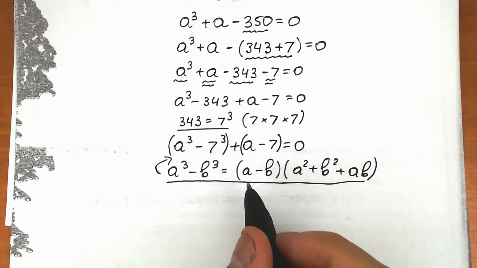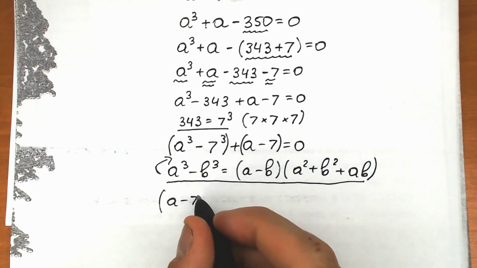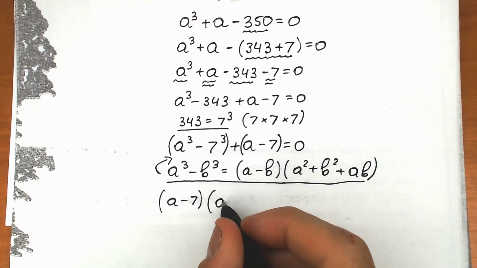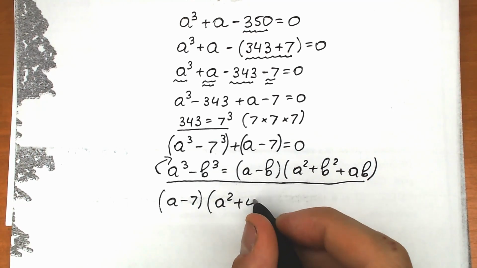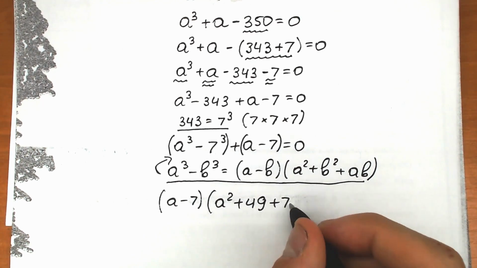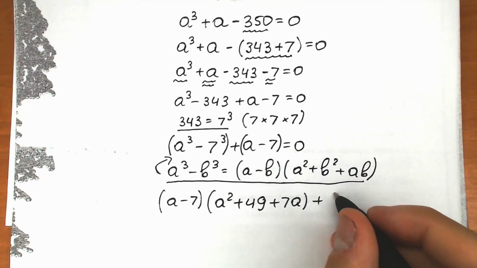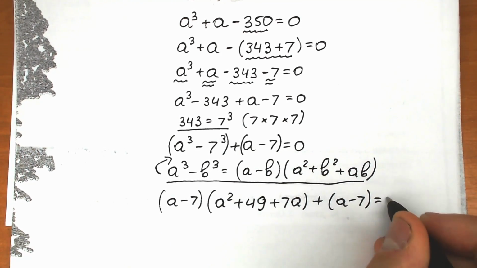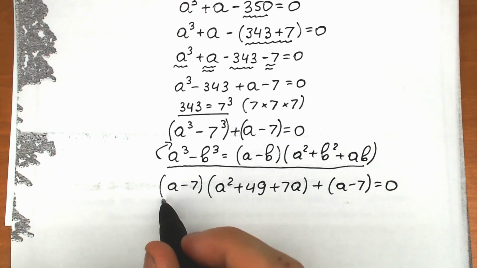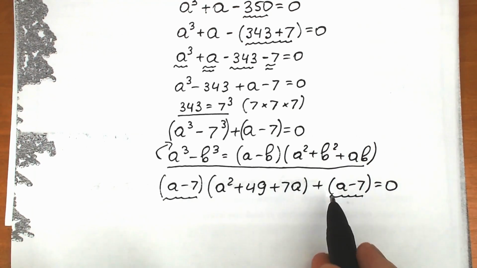So let's do this. A minus b, so a minus 7 right here, and inside the second parentheses we have a square plus b square plus ab, so we have a square plus 7 square, which is 49, plus ab, which is 7a. And we have plus a minus 7, so we still have this expression, plus a minus 7 equal to 0. Okay, right now if you look closely, we have absolutely the same expression right here and the same expression right here. So we can easily factor these expressions.